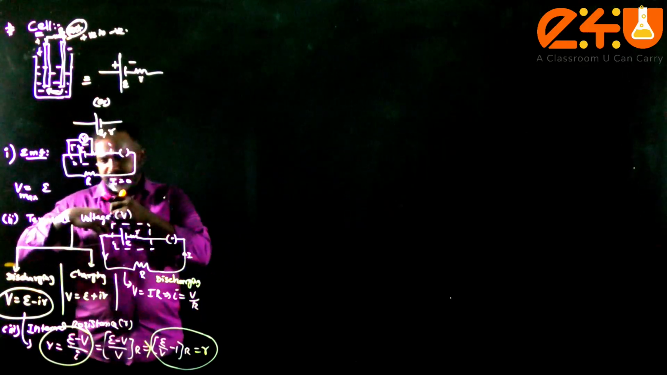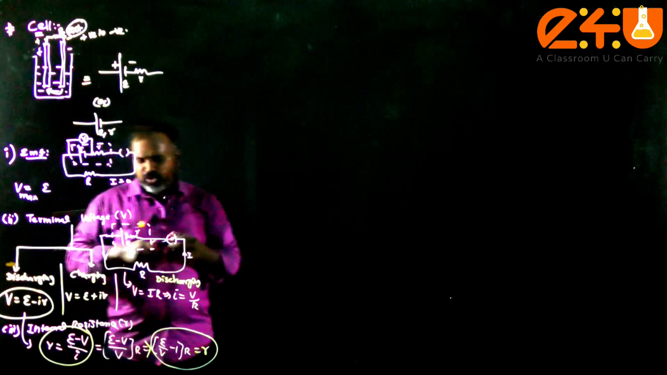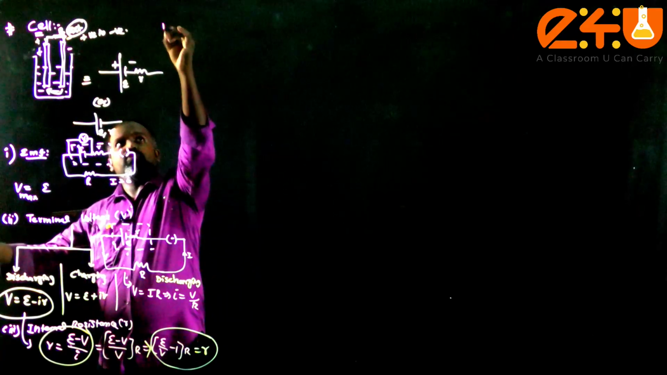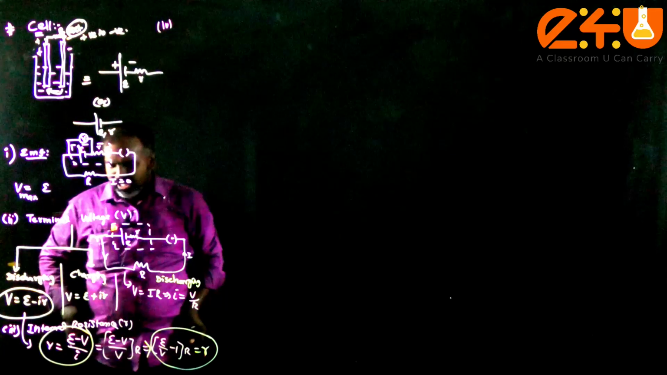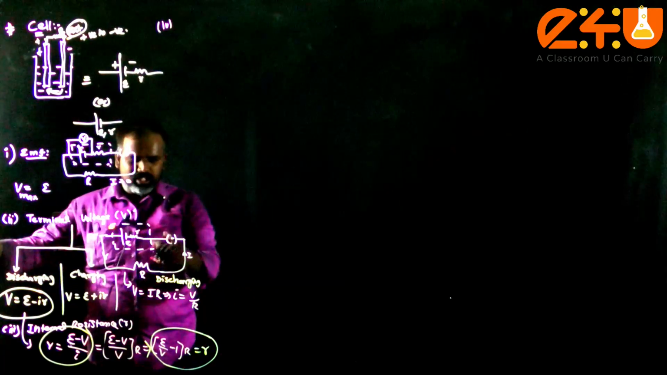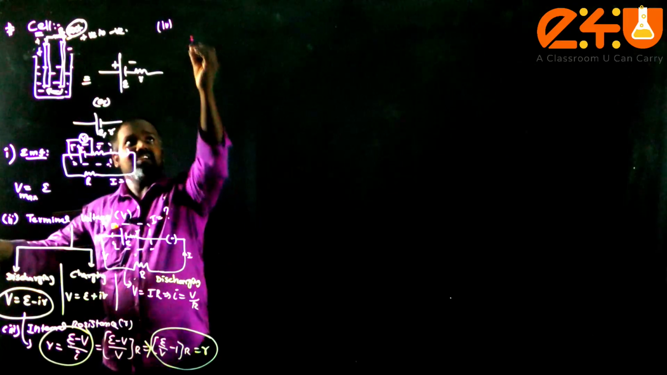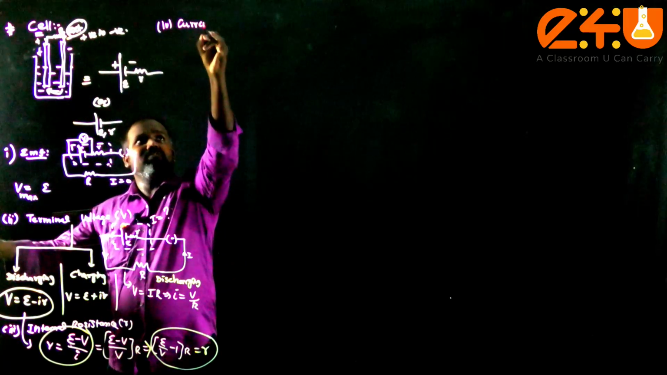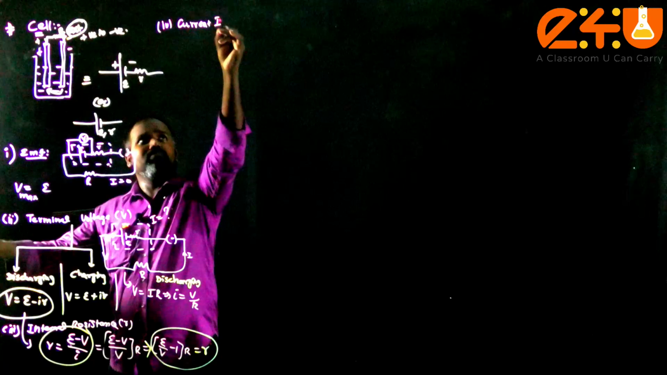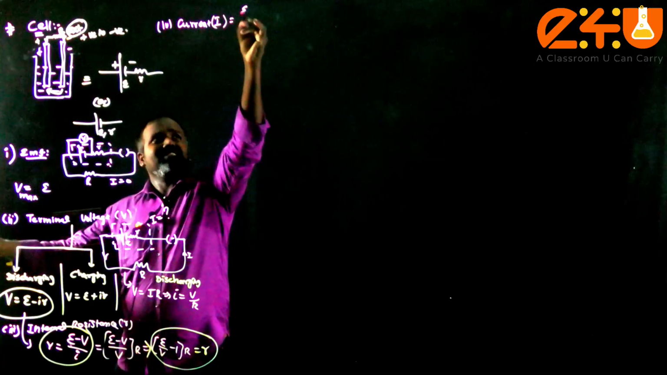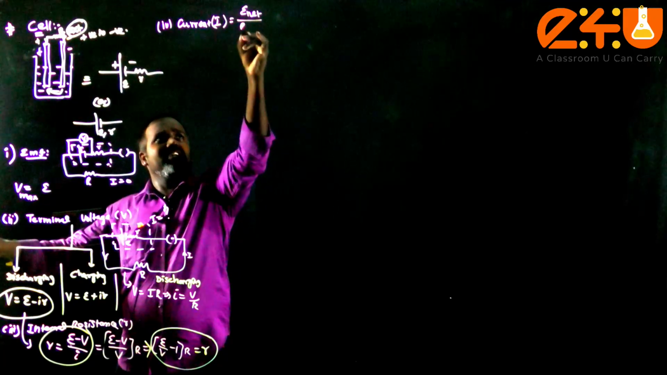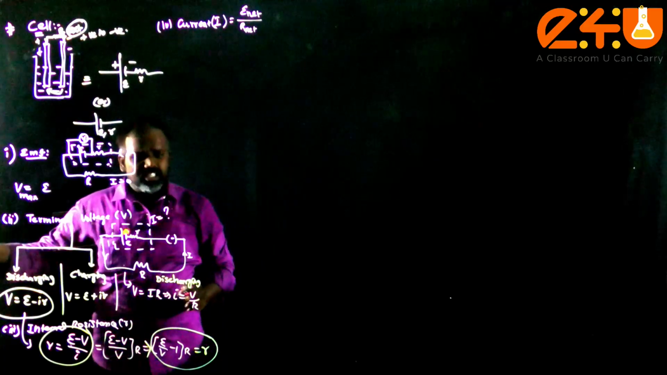Now the fourth one is the current delivered by the cell. During the discharging circuit, what is the amount of current delivered by the cell? Current delivered by the cell, I is equal to, generally you can consider E net by R net. This is the very general expression.